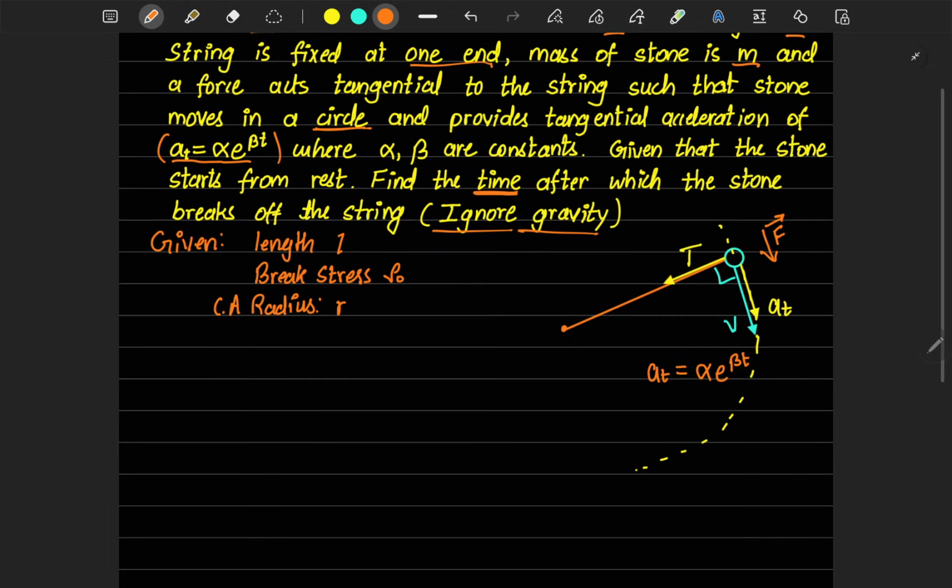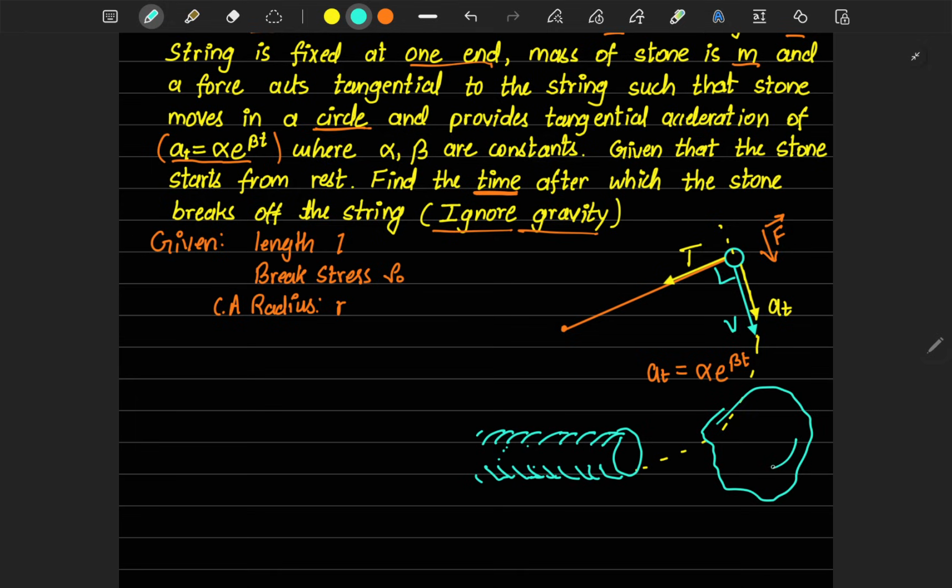Okay, so why will the stone break off the string? We'll get a closer look at this string. This is just a crude diagram of a close-up of a string. So this is just the zoomed in part. Let this be our stone. So the string is attached to this stone. There's no gap here. Anyway, so this is the direction of our tension force.